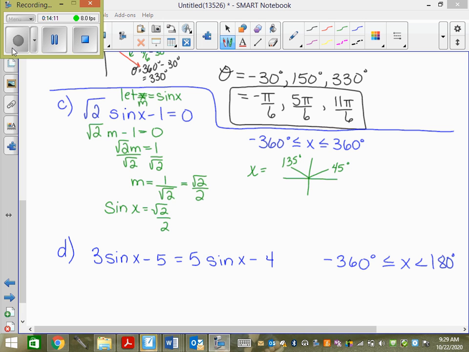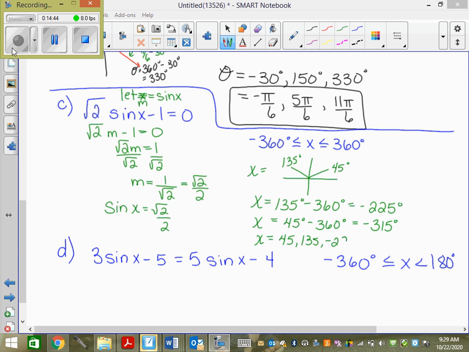And then I have to check my coterminals, right? I'm going to subtract 360 from each of them. So I'm going to get x equals 135 minus 360 equals negative 225. Does that fit? Yeah, because it's from negative 360 to 0, 0 to 360. And then 45 minus 360 equals negative 315. And then x equals 45, 135, negative 225, negative 315. Okay.